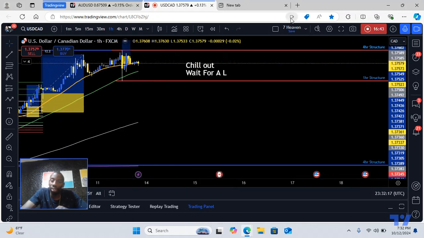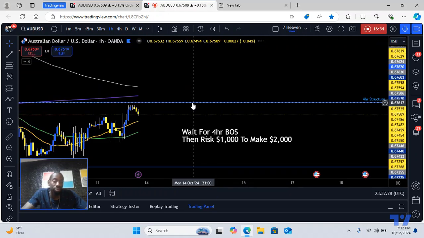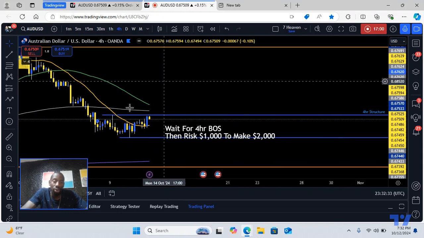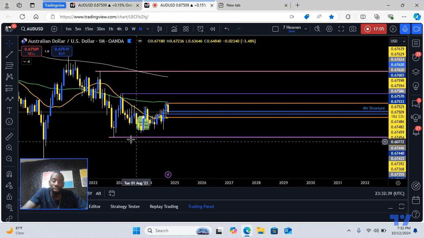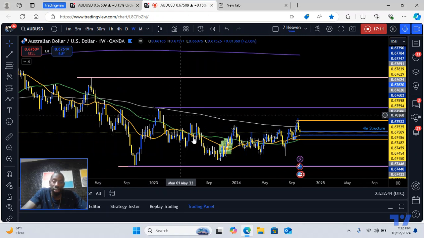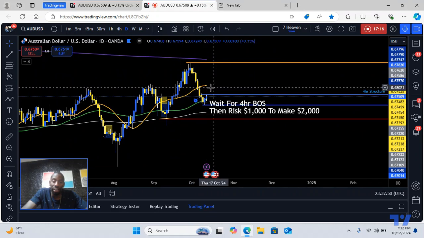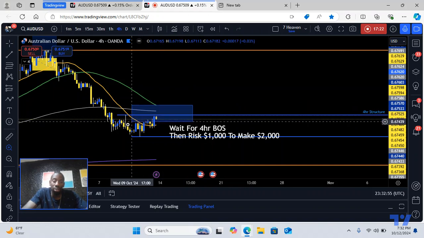So I'm just waiting for this thing to break structure. I don't even set an alert on that break of structure because it's irrelevant to me. And that's what I'm talking about on USD CAD. We ain't doing anything currently right now. AUD USD, same thing. Not doing anything. Waiting for this 4 hour to break structure, right? Because we have down structure on the monthly, but up structure on the weekly here, up structure here on the daily, and the 4 hour is looking to break structure.